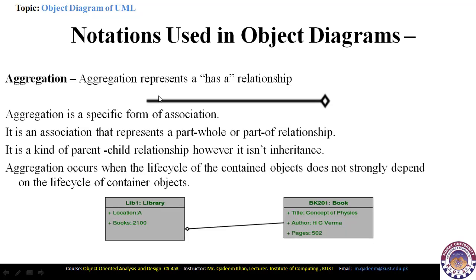Another type of relationship is called aggregation. Aggregation is a has-a relationship. Like we say that a student has a GPA.